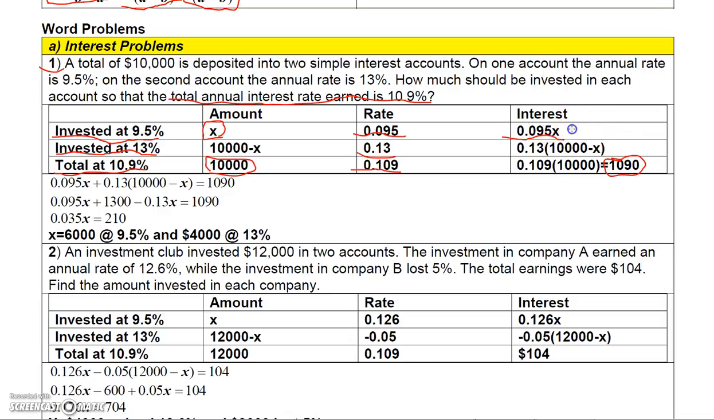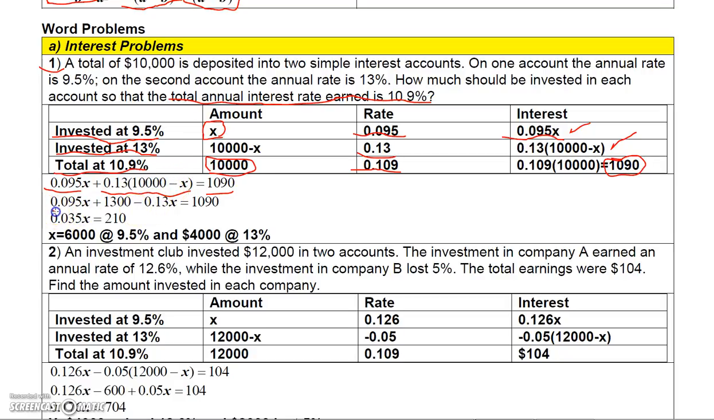Since this is the interest earned on the first account, and this is the interest earned on the second account, when I add these two numbers together, they must equal $1,090. So all I have to do is solve this linear equation now. Here, let's distribute 0.13 through here. 0.13 times 10,000 is 1,300. 0.13 times minus x is minus 0.13x.